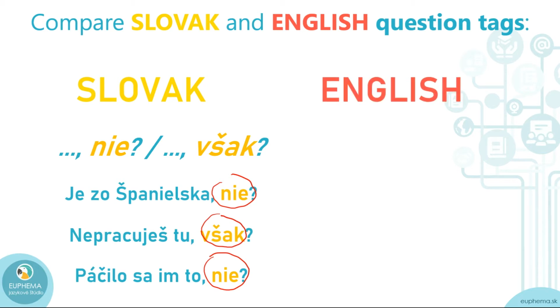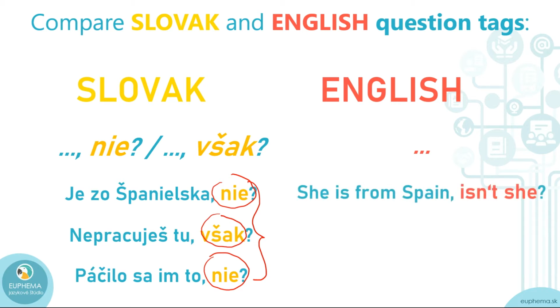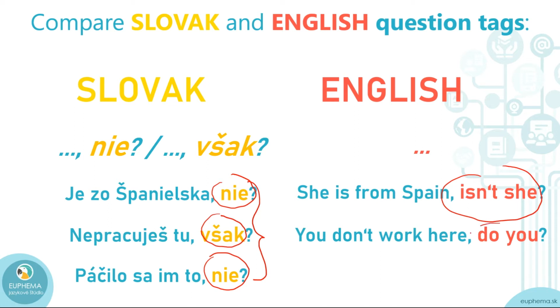However, in English, it's a little bit more complicated. Just look at the translations of these Slovak questions, okay? So, "je zo Španielska, nie?" In English, it would go like, "she's from Spain, isn't she?" "Nepracuješ tu však?" "You don't work here, do you?" See? Different question tags. Isn't she? Do you? Let's look at a third example.